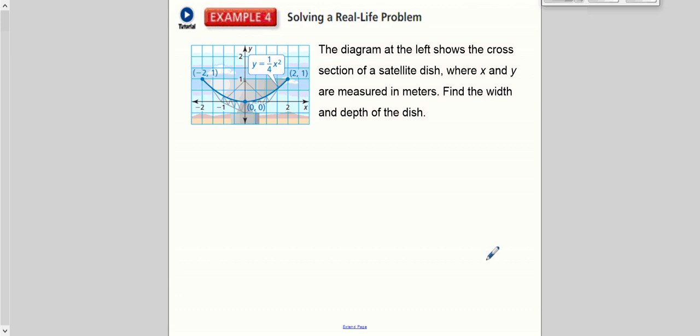Example 4. The diagram at the left shows a cross-section of a satellite dish. The satellite dish is a parabola, so it's a quadratic equation where x and y are measured in meters. Find the width and depth of the dish. So we want to know how far apart these are. Well, if this is -2, 1 and this is +2, 1, what is the width of the dish?